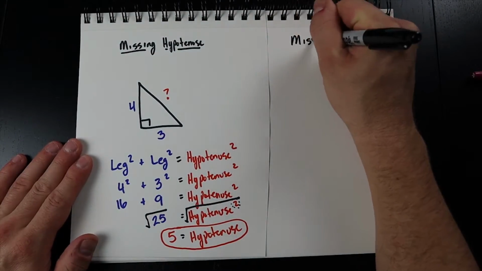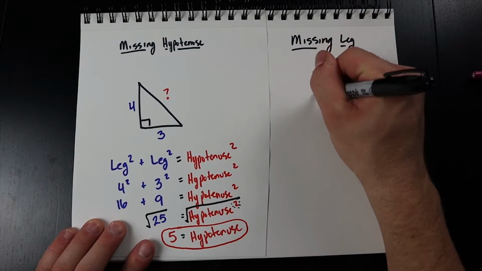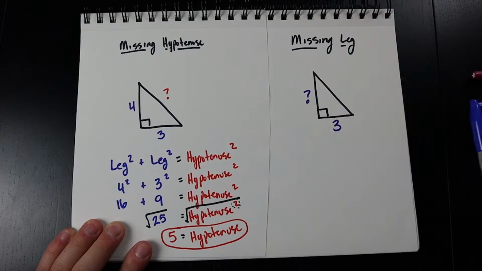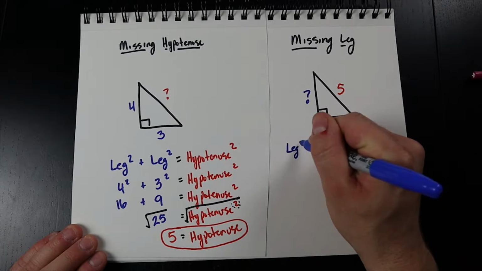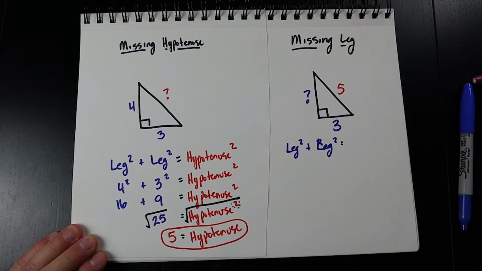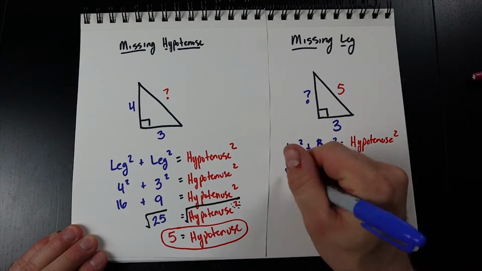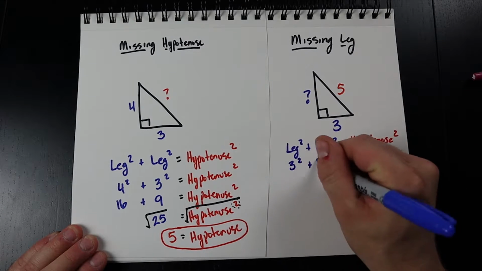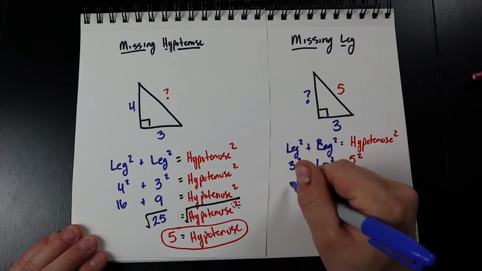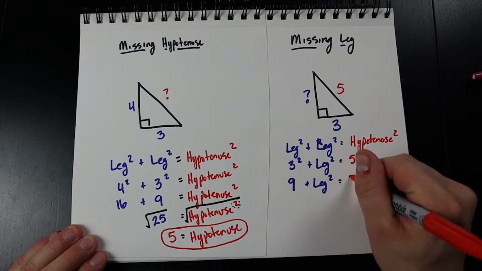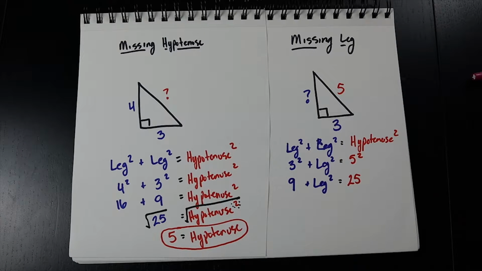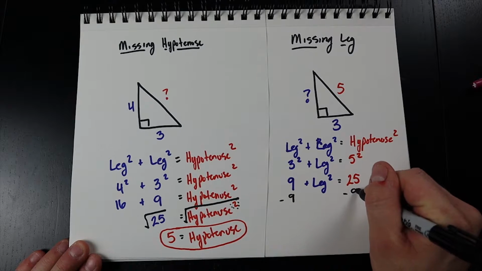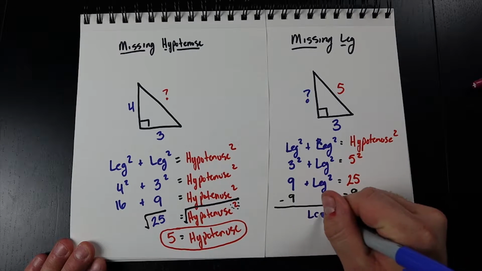Now let's compare this process to the second problem the Pythagorean theorem can solve. A right triangle with a missing leg. We start this problem by writing out our equation. Leg squared plus leg squared is equal to the hypotenuse squared. Next, we fill in the parts of the equation we are given and simplify the squared terms. To isolate the missing leg value, we have to subtract 9 from both sides, giving leg squared is equal to 16.